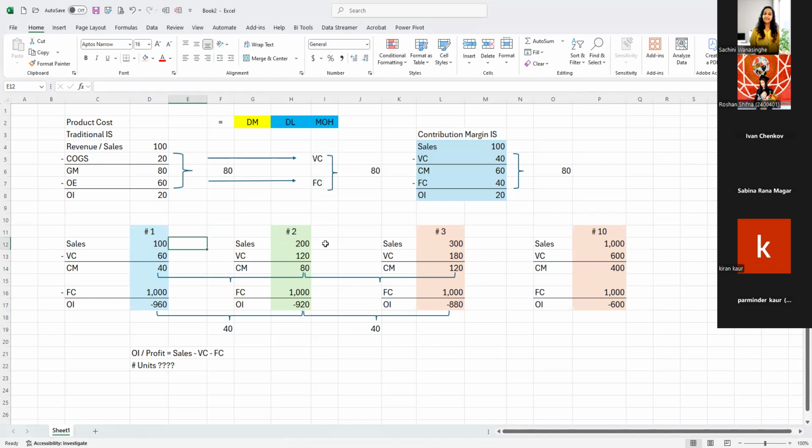Now, before we start the calculation, let's do something else. Sales, we already know from common ratio analysis, is always 100%. Correct? Sales is always 100%. This sales is 100%. This sales is 100%. Now, how much is the variable cost as a percentage of sales?